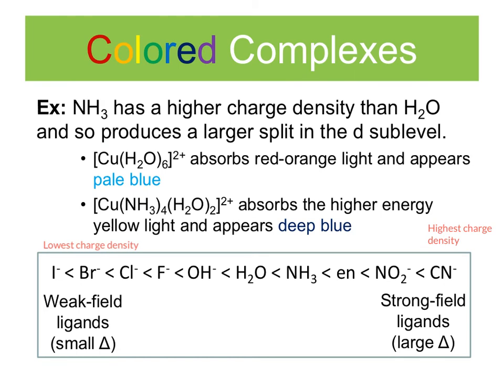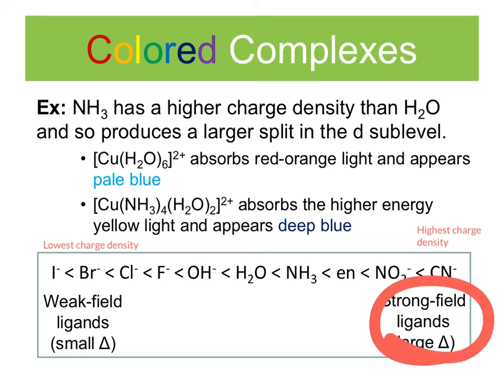Across the bottom of the screen here, you see the low charge density ligands on the left, something like iodide ion, which would be completely full of lone pairs, all the way up to your cyanide ion, which has a triple covalent bond and a very high charge density. The higher the charge density, the stronger the splitting will be. You'll get a larger split in something like cyanide. And you see in the middle here the water versus the ammonia, like we just discussed. The ammonia had a higher charge density, and it's going to be higher up on this list.